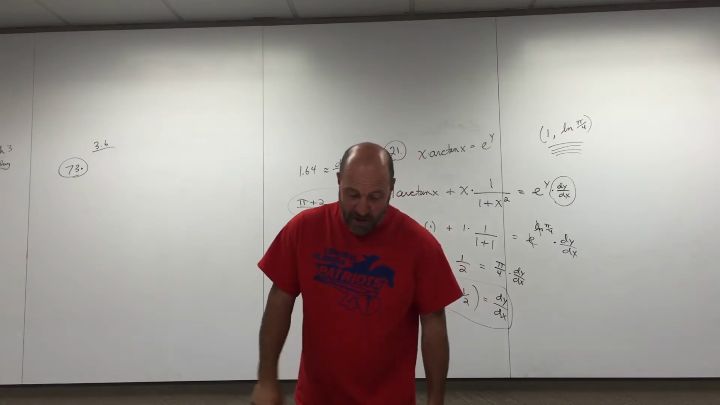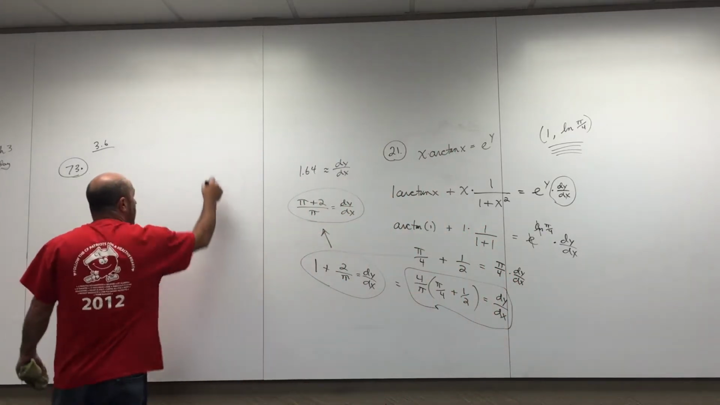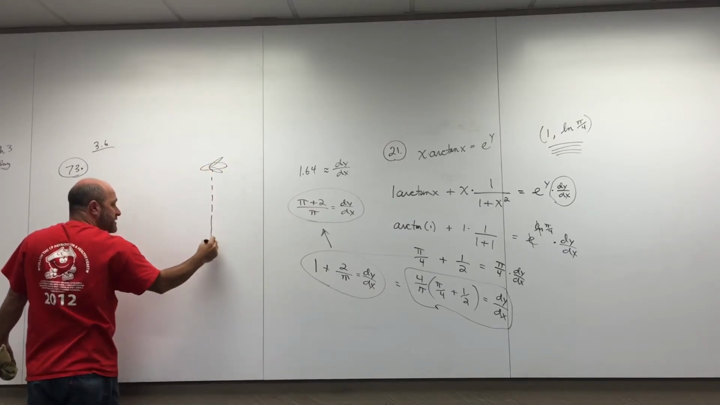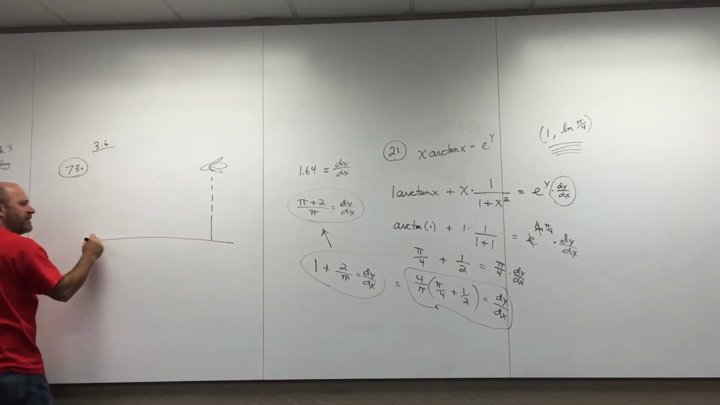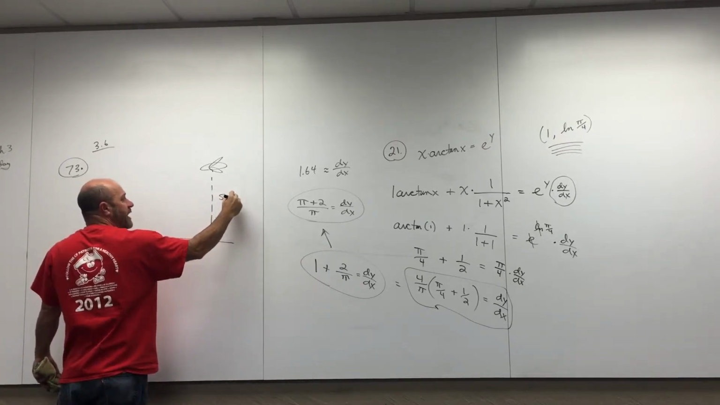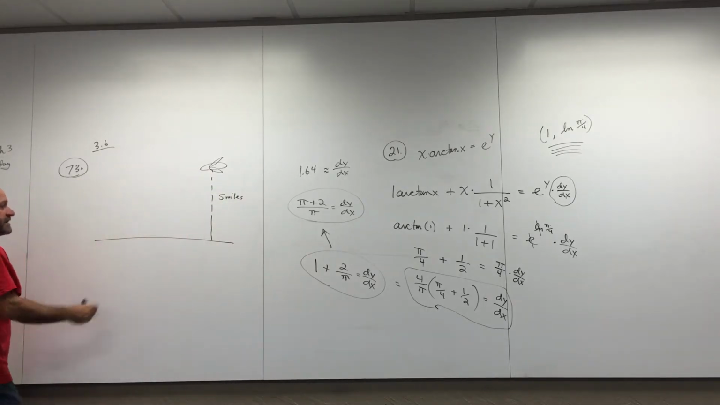It says there's an airplane that's flying overhead. It's got a good picture of this for me. There's an airplane up here. It's so far above the ground. Did they say how far above the ground it was? 5 miles. 5 miles above the ground. That's cool. That's about 25,000 or 26,000 feet, I guess.